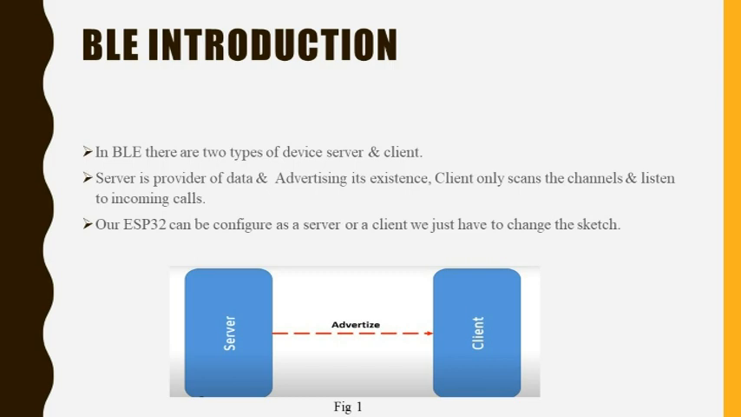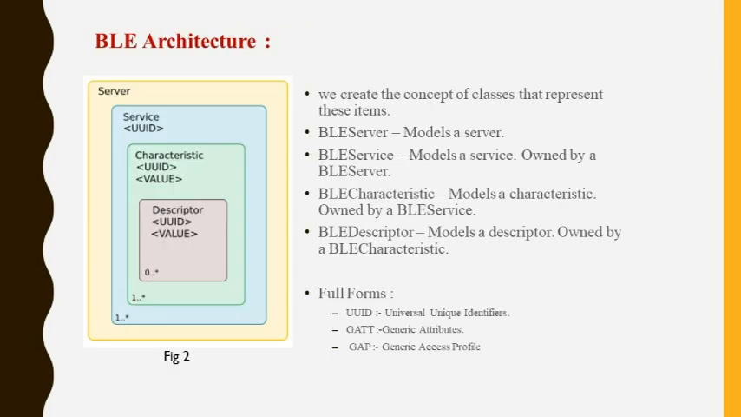That's it. In the BLE architecture, we create the concept of classes that represent these items. The BLE server models a server. The BLE service models a service owned by the server. In the server we have the service, then in that service we have BLE characteristics, and in that we have the BLE descriptor. Like this, the flow is there.